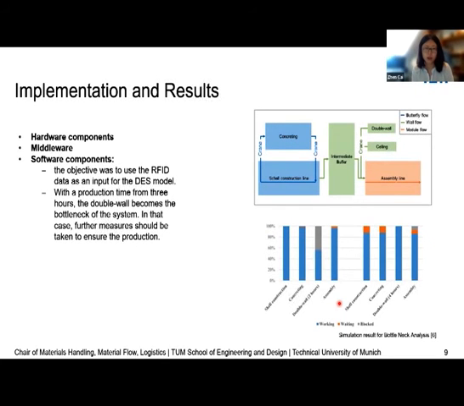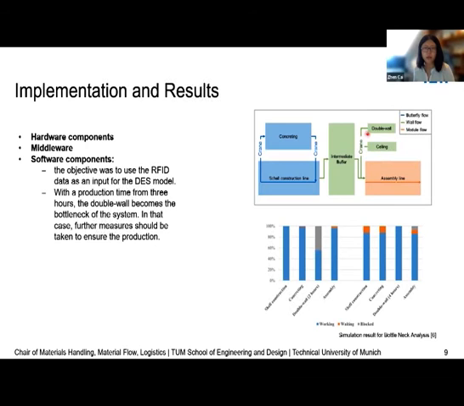On the software side, we used the data we derived from the RFID system as real-world data as input for a simulation model. We have built a DES model of the production plant. This model is simplified because the company doesn't want to give out the layout of the plant, but it is very representative.